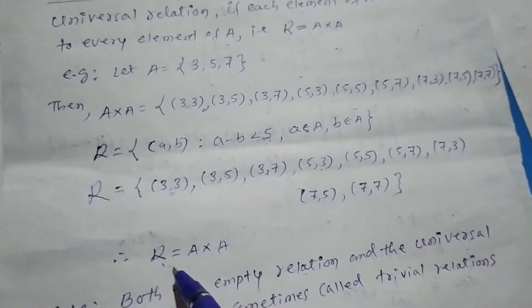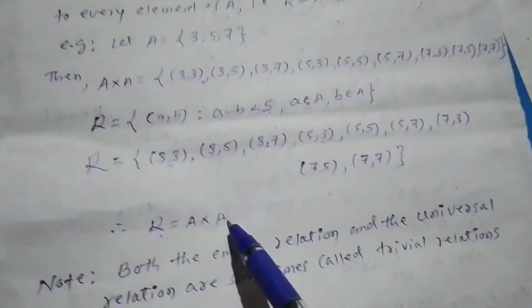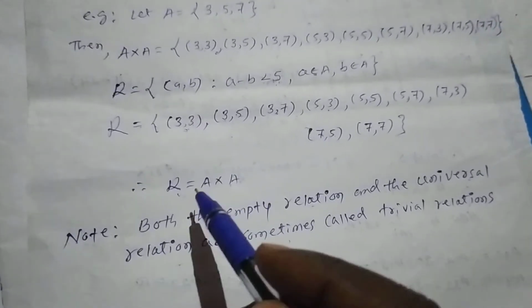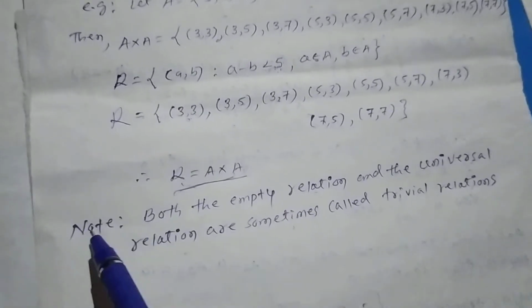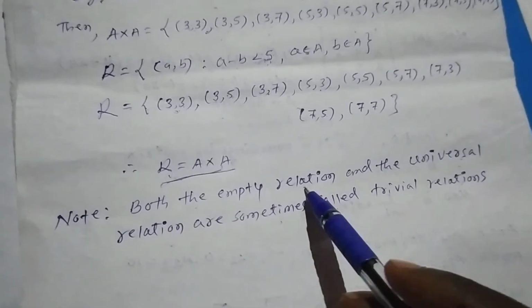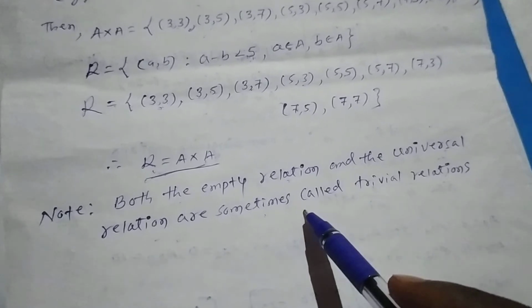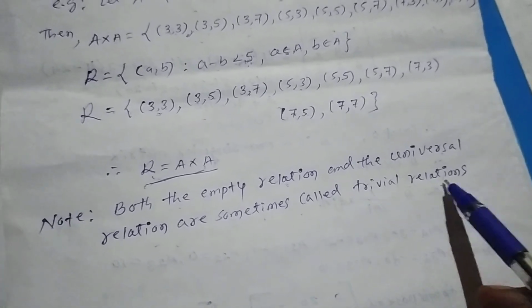So R equals A cross A, the Cartesian product. In this condition, we say that the relation is the universal relation. An important note here: both the empty relation and the universal relation are sometimes called trivial relations.